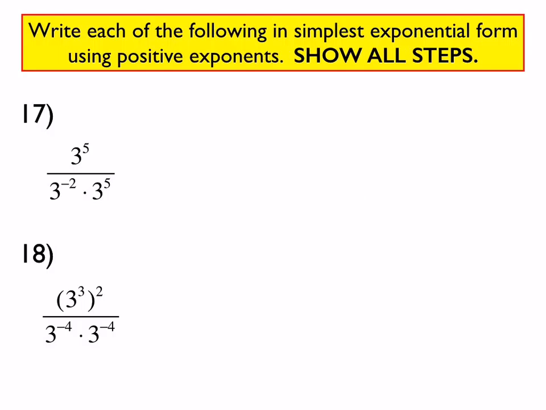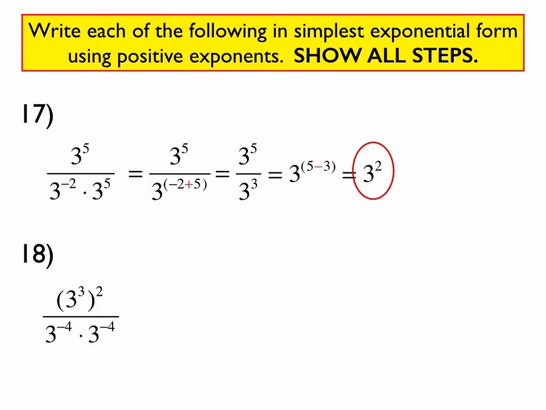All right, do the next block of 2. Do number 17 and number 18. Number 17, we should simplify the denominator because we can. So we end up with 3 to the 5th over 3 to the 3rd, and that simplifies to 3 to the 2nd. No issues with that problem.